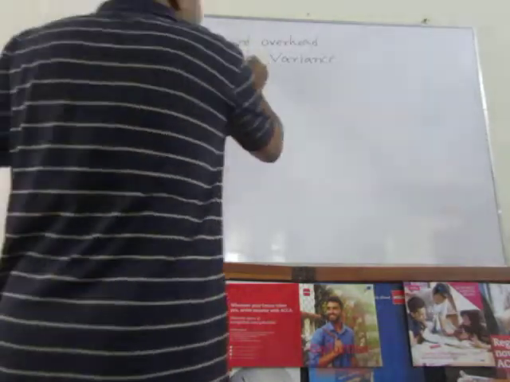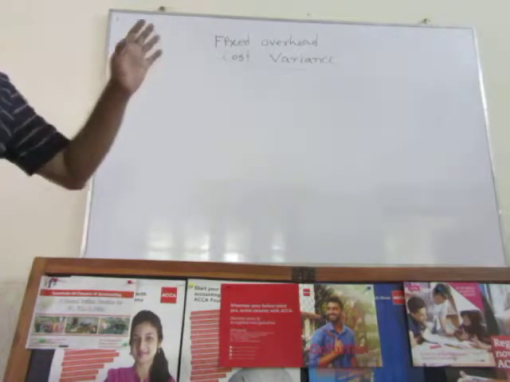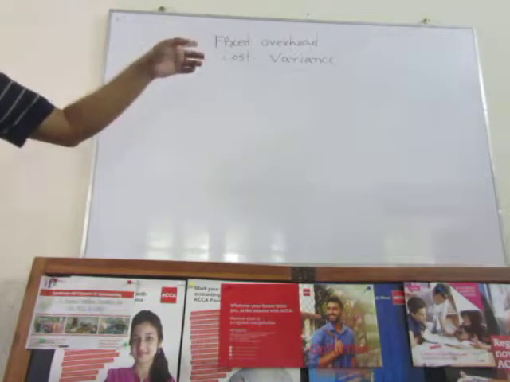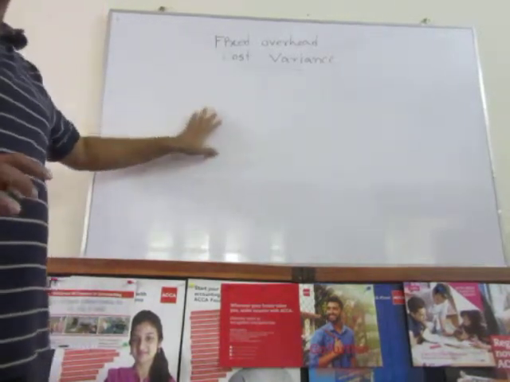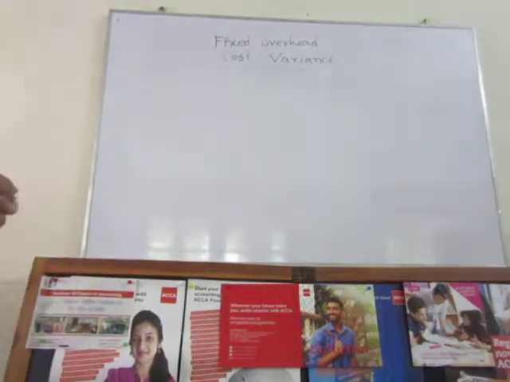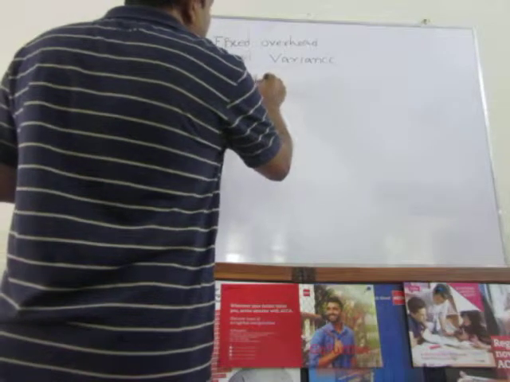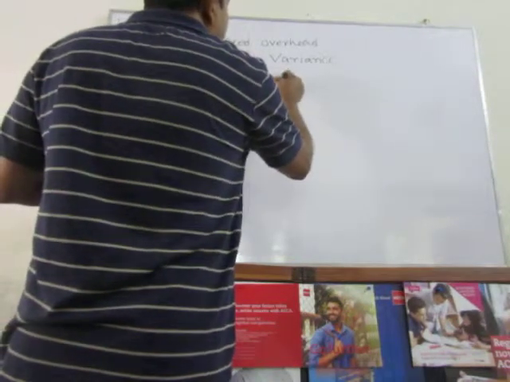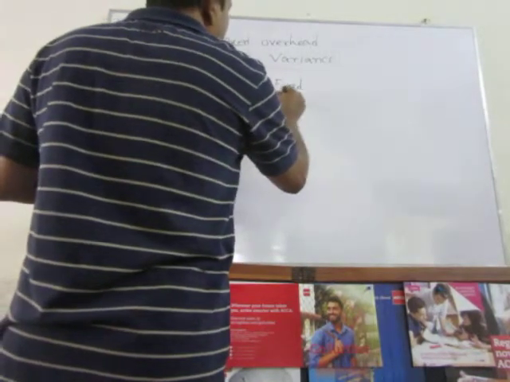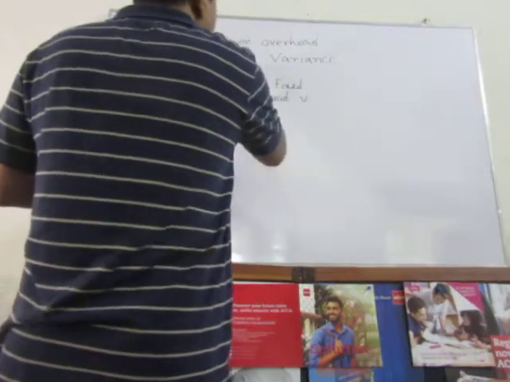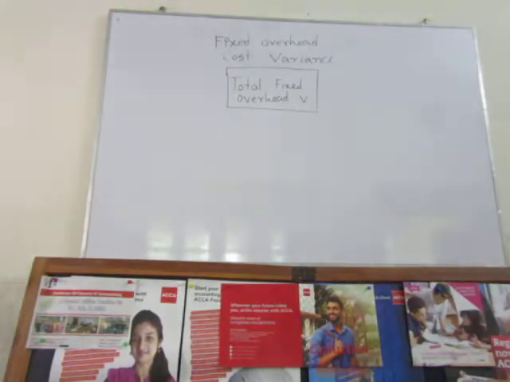In calculating the variance related to fixed overhead cost, I will provide you a chart. This chart will be very much helpful for you guys to calculate these kinds of variance. Initially, you can find out the total fixed overhead variance.